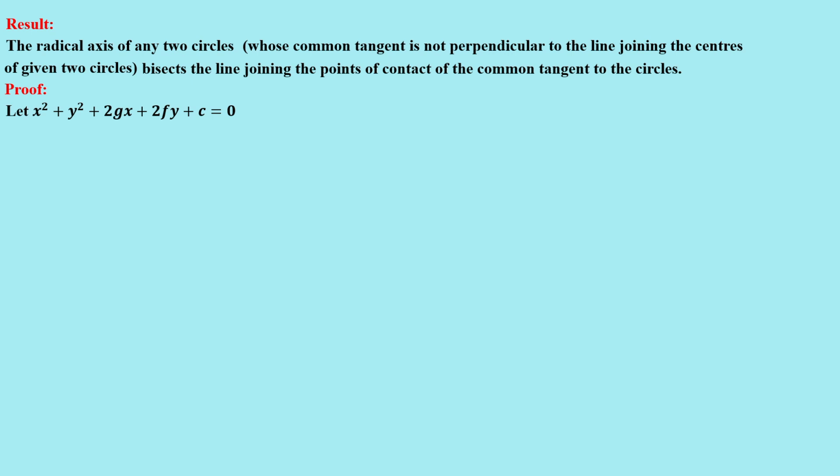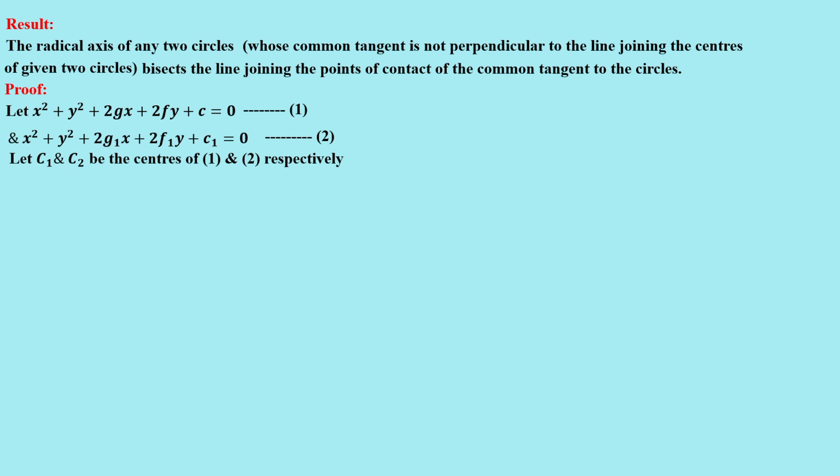Let x square plus y square plus 2gx plus 2fy plus c equal to 0, equation number 1. Second circle, x square plus y square plus 2g1x plus 2f1y plus c1 equal to 0, equation number 2. Let c1 and c2 be the centers of 1 and 2 respectively.